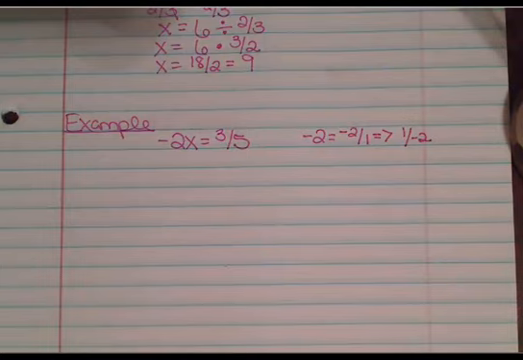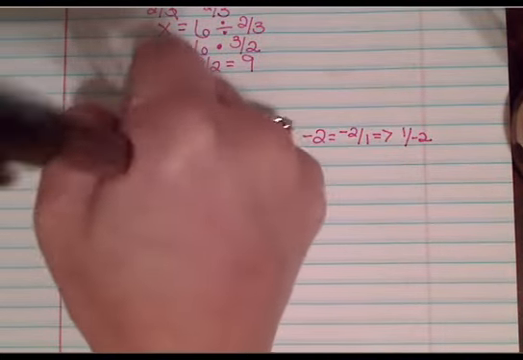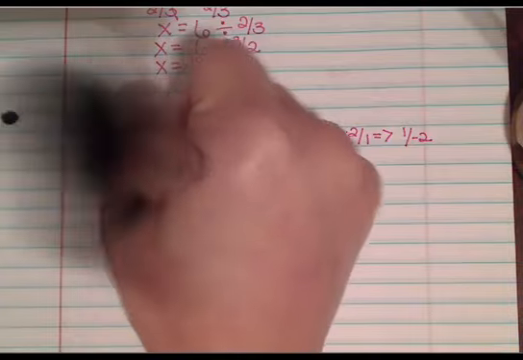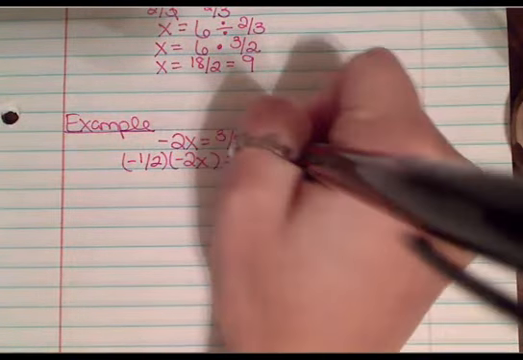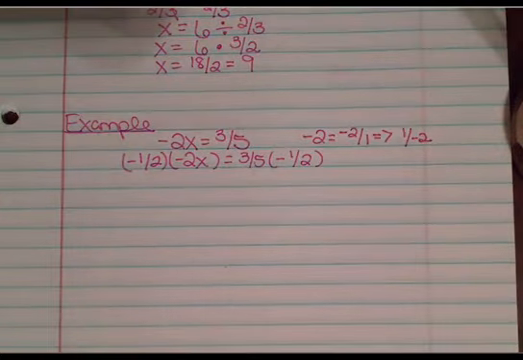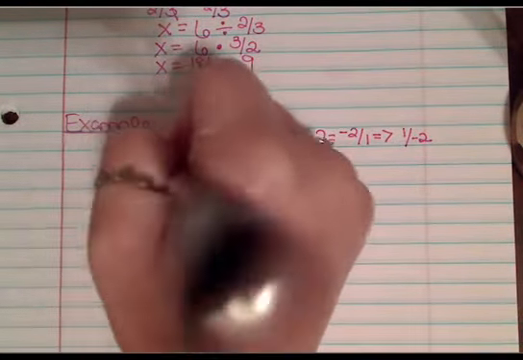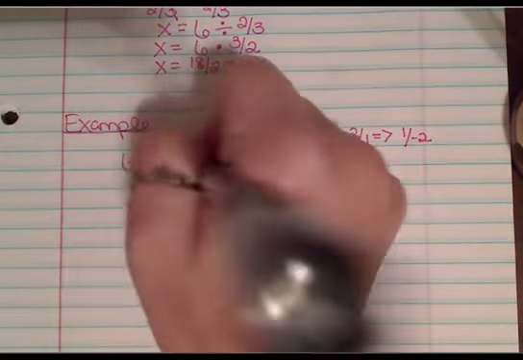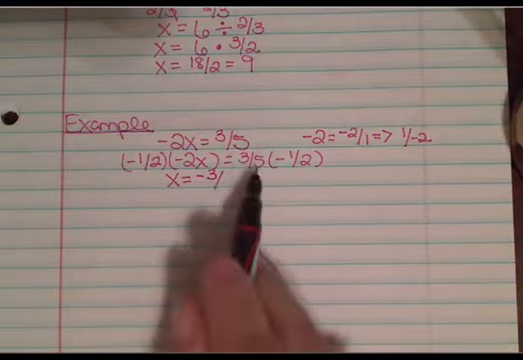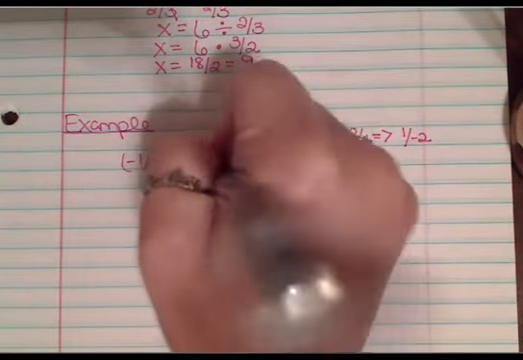So I have negative 1/2 times negative 2x equals 3 over 5 times negative 1/2. So I'm left with x equals, and then 3 times negative 1 will give me a negative 3. 5 times 2 will give me 10. So I'm left with negative 3 over 10.